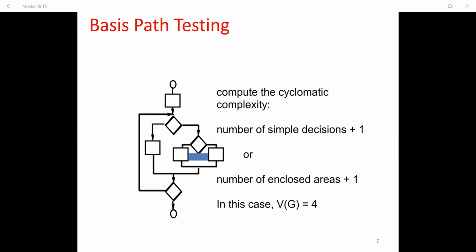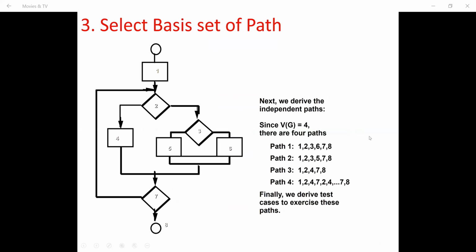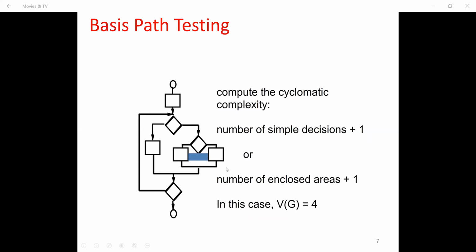So the basis path testing, as we have seen in white box testing, means we compute the cyclomatic complexity. How to calculate it? The number of simple decisions plus 1, or the number of enclosed areas plus 1. In this case, V(G) is equal to 4, so the number of paths is equal to 4.